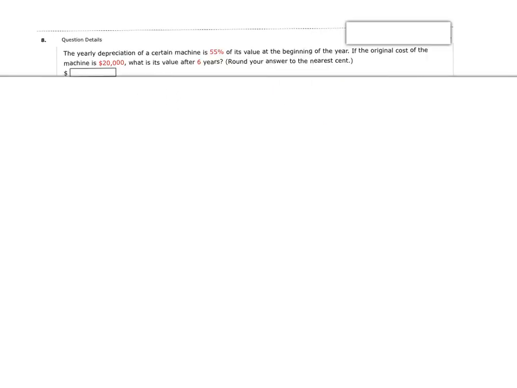All right, next up here, number 8. It says that the yearly depreciation is 55% of its value at the beginning of the year. The original cost is $20,000. What is its value after 6 years? So it's kind of giving me some information here. First of all, it's the original cost, so I'm going to call this a sub 0 is 20,000, because that's when we first buy it after no time has passed.